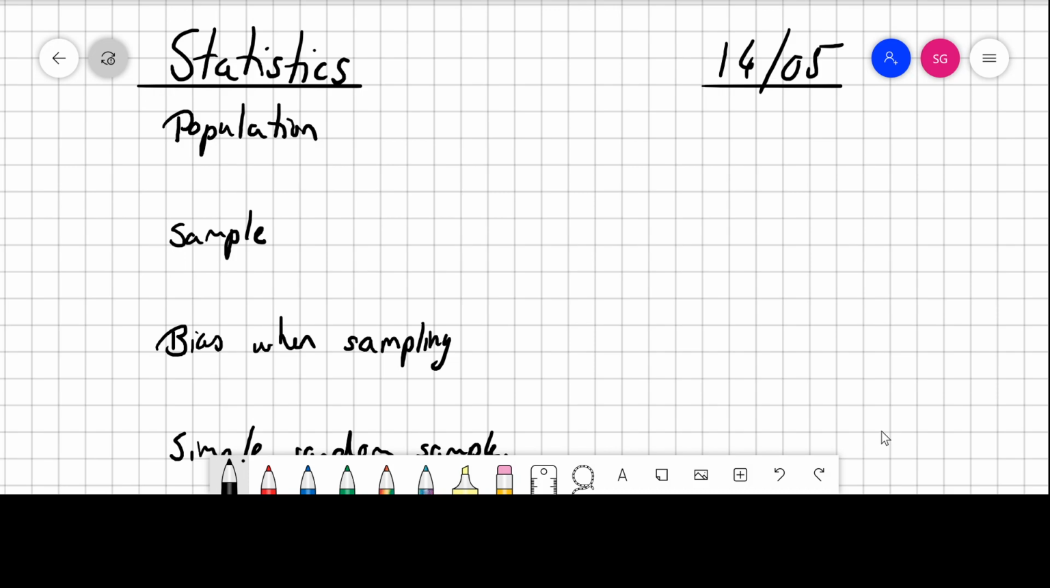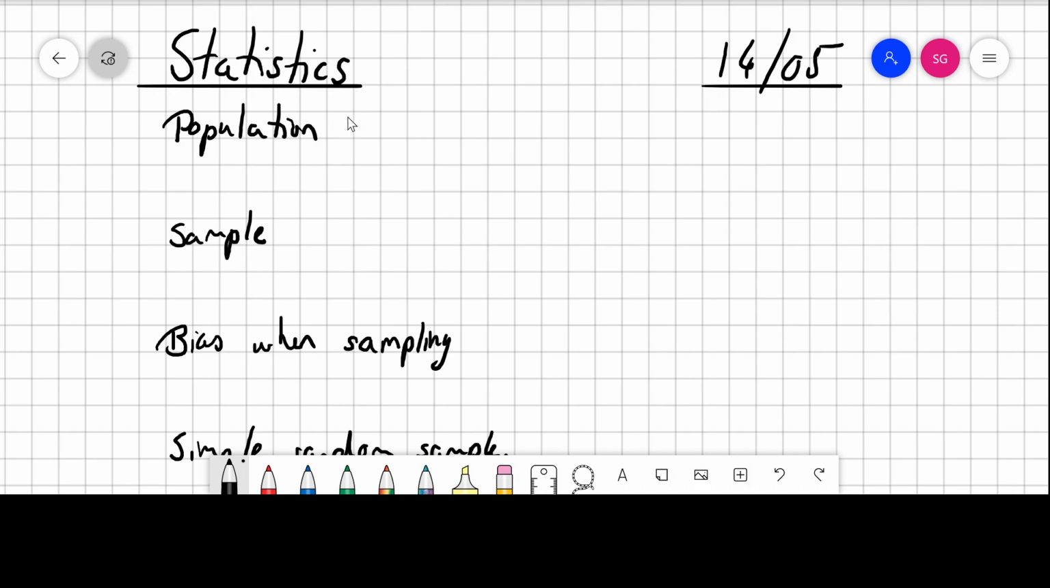Hi there, girls. Just going to go through one or two things that we didn't get the chance to go over in our last online class. So we had gone through most of the stuff within that statistics chapter, but we had missed out on population and sampling. So what exactly do we mean when we say a population?